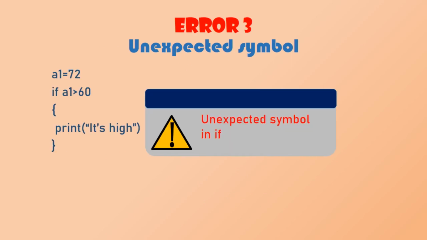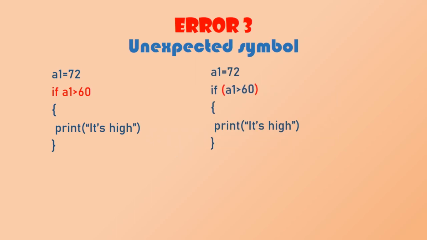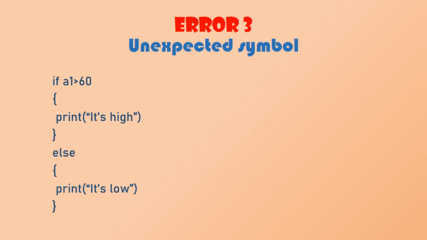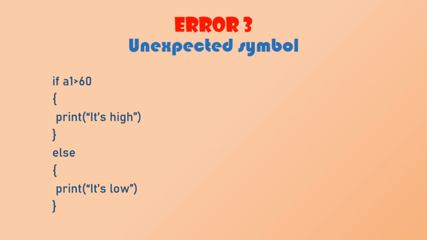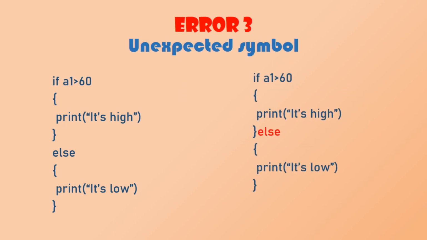Error number 3 is unexpected symbol. Here I have written an if statement, but its execution will produce an error unexpected symbol if. It points to the fact that there has been a syntax error in writing the if statement. For example, I have not added parenthesis on the condition mentioned with the if statement. When I add the parenthesis, the command will run and give the result it's high. Similarly, in an if-else statement, I will again encounter the error unexpected symbol else in else due to a syntax error. Instead of the next line, else has to be written with the closing curly brackets of if statement.